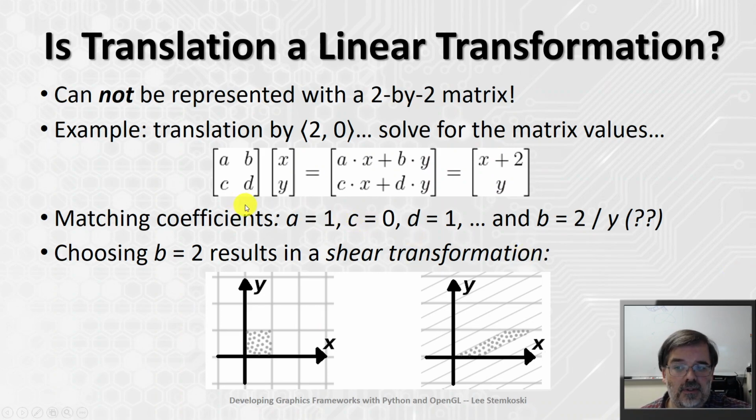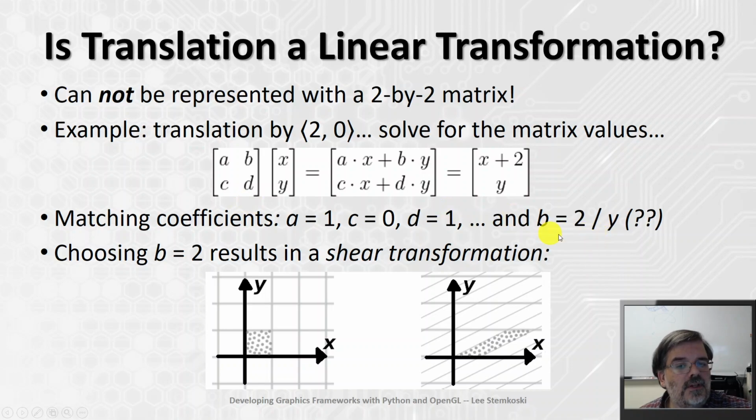Now, if this could be represented as a matrix transformation, the matrix [a, b; c, d] times (x, y), well, that calculation looks like this, and we should be able to solve for the values a, b, c, and d. That should be equal to (x plus 2, y). So if we start matching up coefficients, the coefficient of x is 1, so a should equal 1. The coefficient of x in the second component, well, there is no x, so c should equal 0. The coefficient of y in the second component is 1, so d equals 1. But by process of elimination, that leaves us with b times y must correspond to 2, so b equals 2 divided by y. That's not acceptable. The values in a matrix should be constant values.